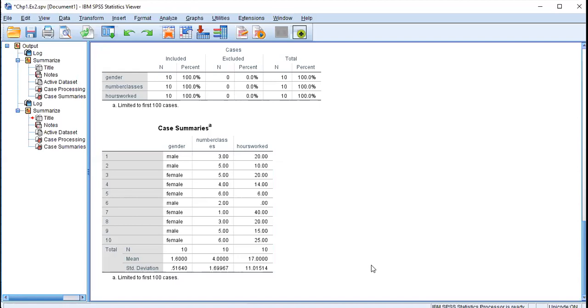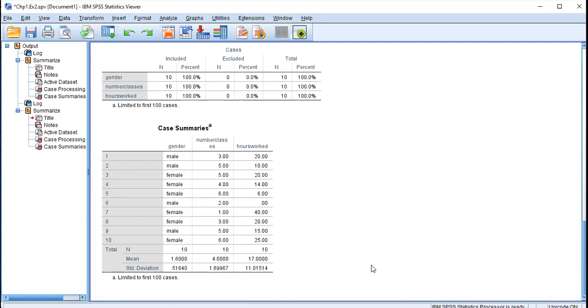Hours worked, we are moving from 0, that is for male at number 6 position, to female at number 7 position who has got 40 hours of working. So that's a huge gap, and therefore the standard deviation comes to 11 point something. It's more than 65% of the total contribution the standard deviation has on the mean.